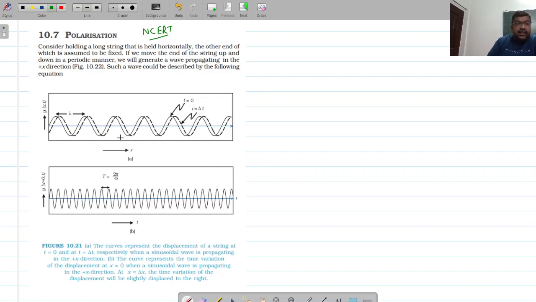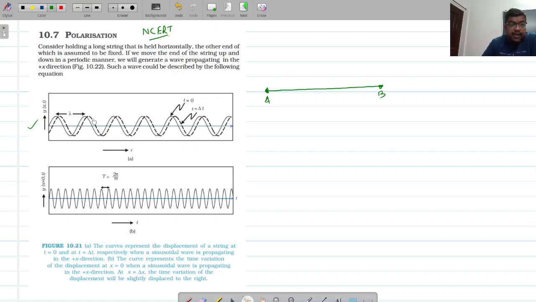Now, as you can see here, we have a figure representing the formation of a wave in a string. Suppose a string is fixed at two points, A and B, and two persons are holding the string at A and B, and they are moving the string like this. So there will be a formation of a wave as shown here.